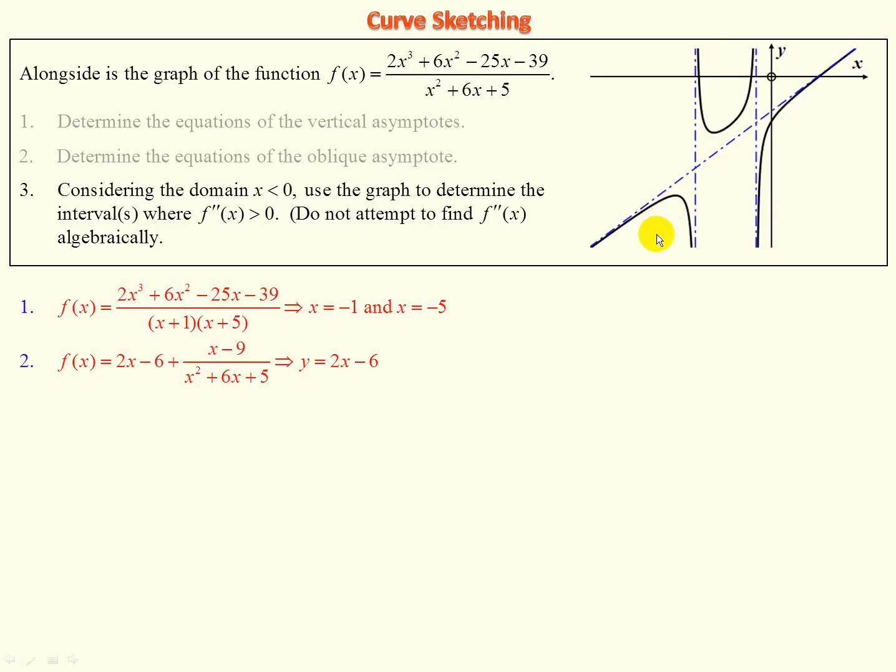This one is only concave up between the vertical asymptotes, between those two numbers, negative 1 and 5. So that's your answer. Concave up follows at negative 5 less than x less than negative 1.